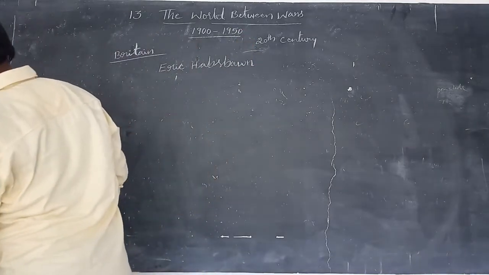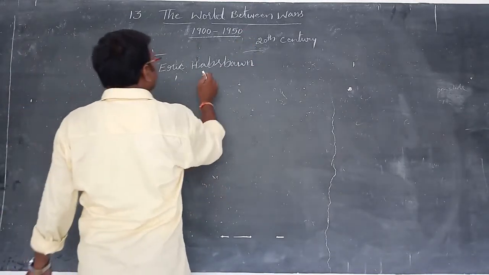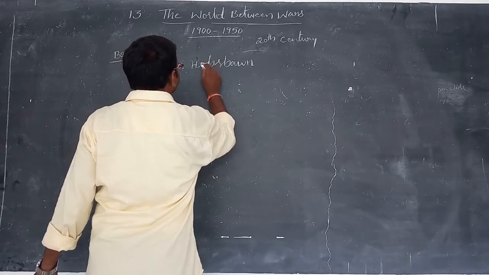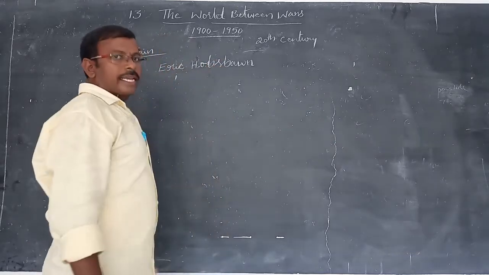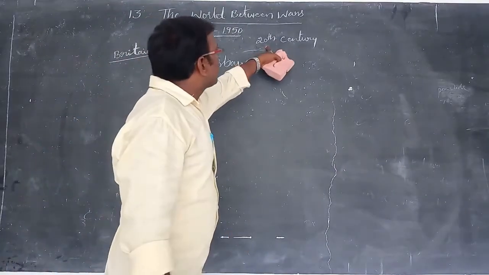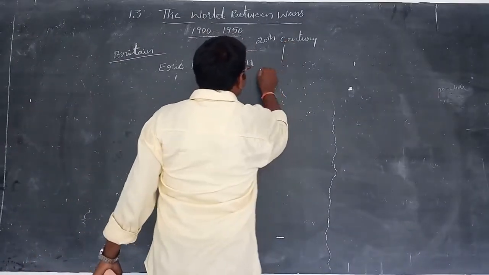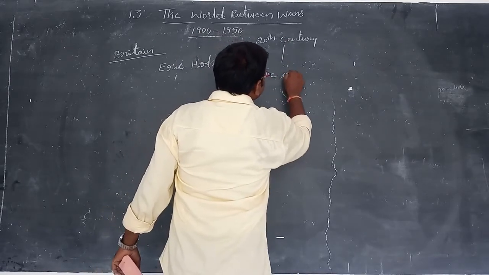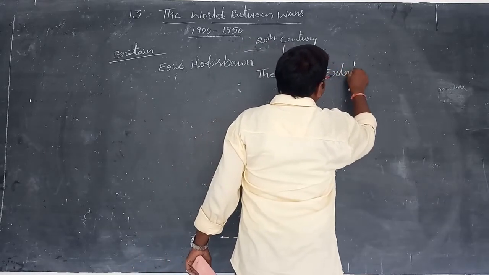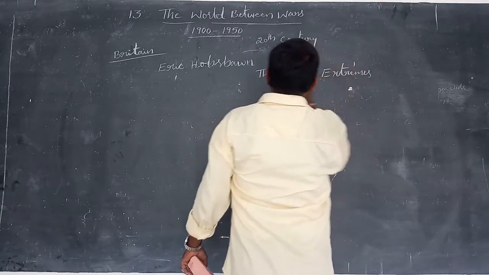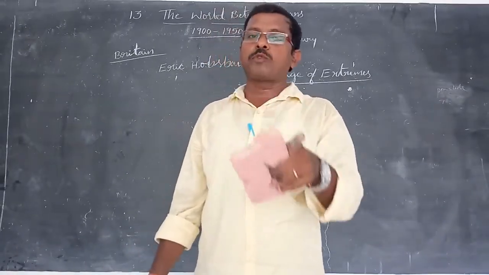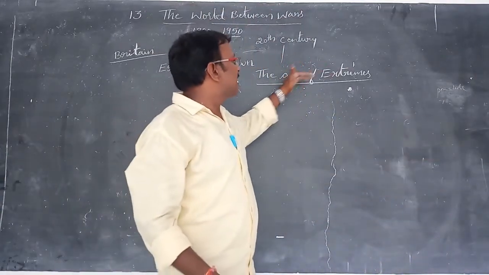Eric Hobsbawm. What did he say? He said the 20th century is the age of extremes. Why? Eric Hobsbawm told that the 20th century is the age of extremes.